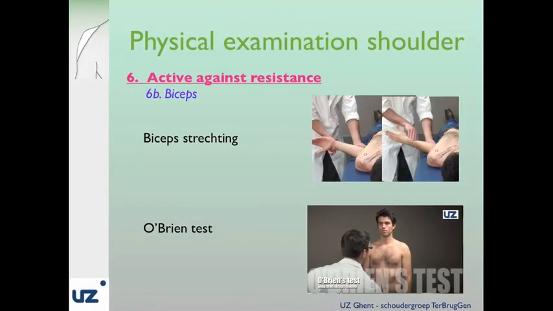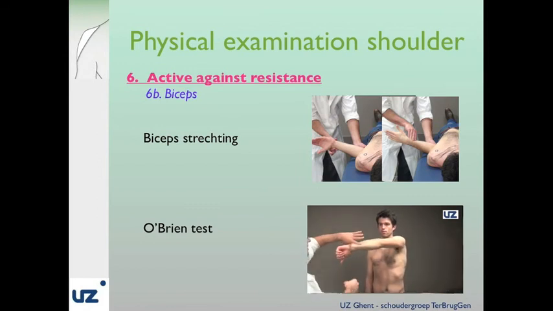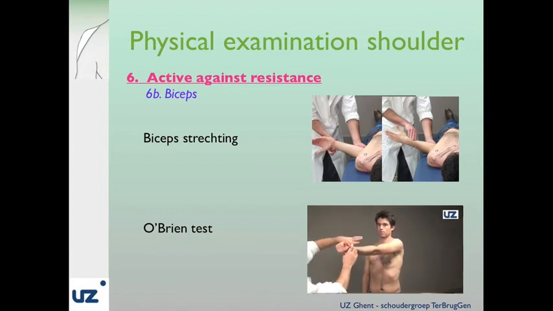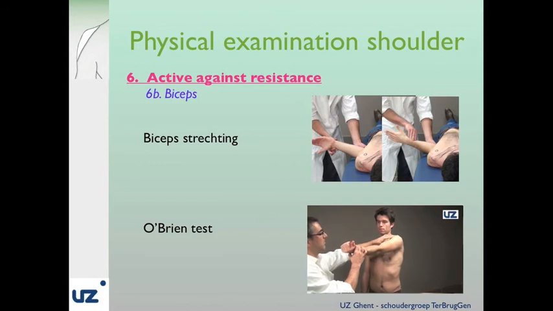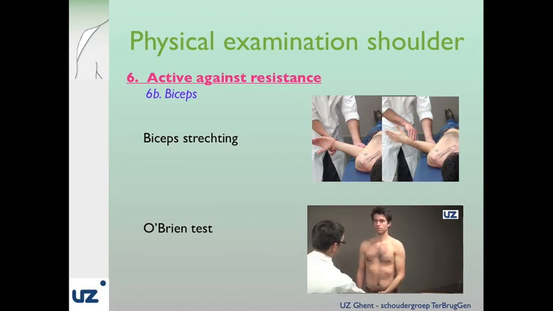During the O'Brien test, the flexed arm is adducted 10 to 20 degrees and active flexion is first performed with a pronated forearm and next in a supinated forearm. If there is pain during the first movement and if the pain diminishes when the test is performed in supination, the test is called positive.